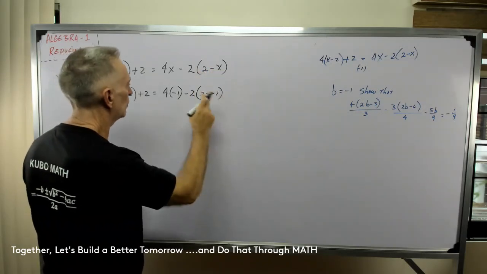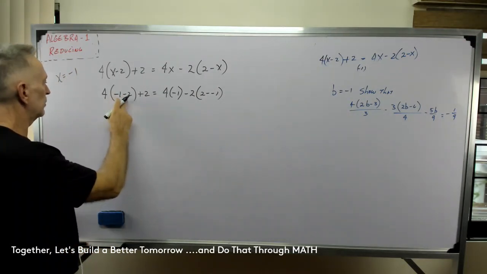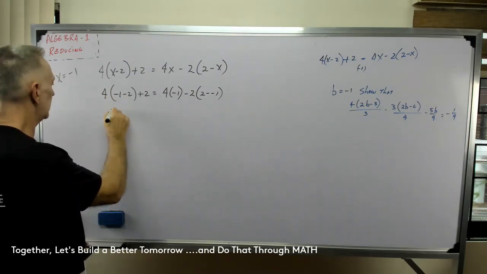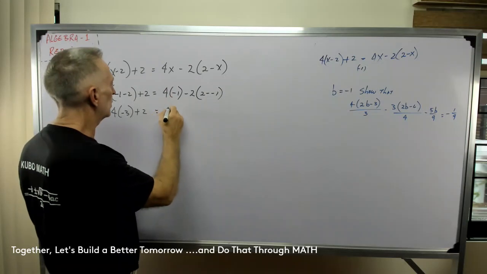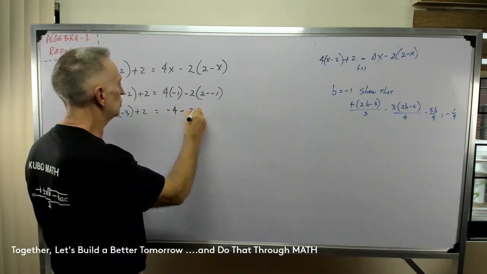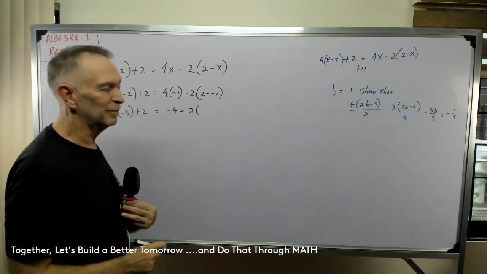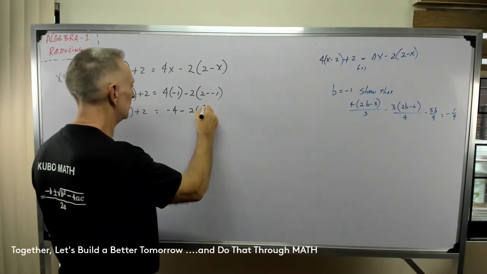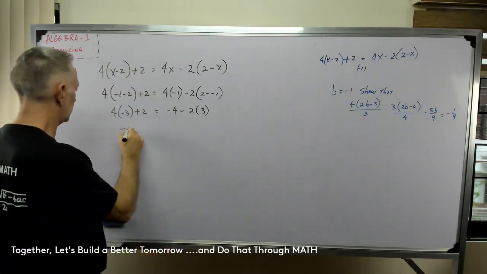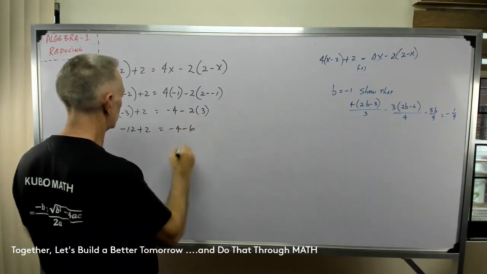2 minus -1. Okay? So minus a positive is plus a negative, so this becomes -1 plus -2, which is -3, plus 2, and equals 4 times -1 is -4, minus 2 times (2 minus a negative is plus a positive). Oh, that's another one of my kryptonites. 2 plus a positive 1 is 3. So what do I have? Minus 12 plus 2 should equal minus 4 minus 6.